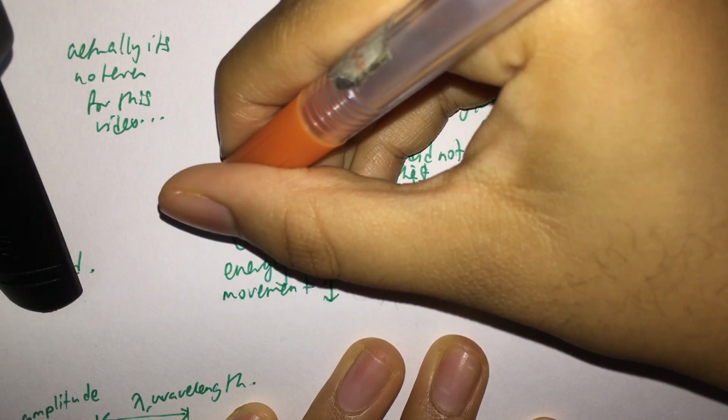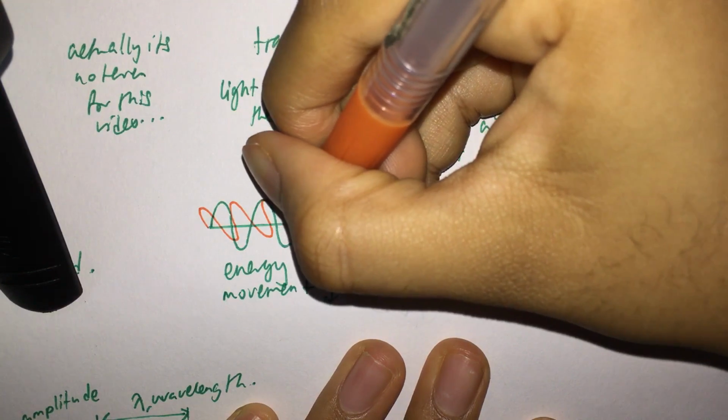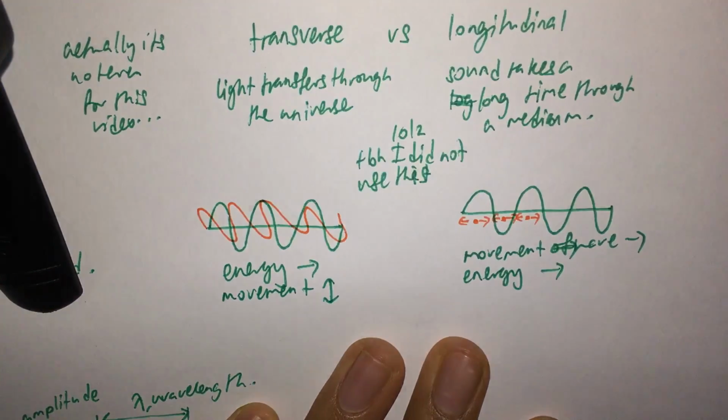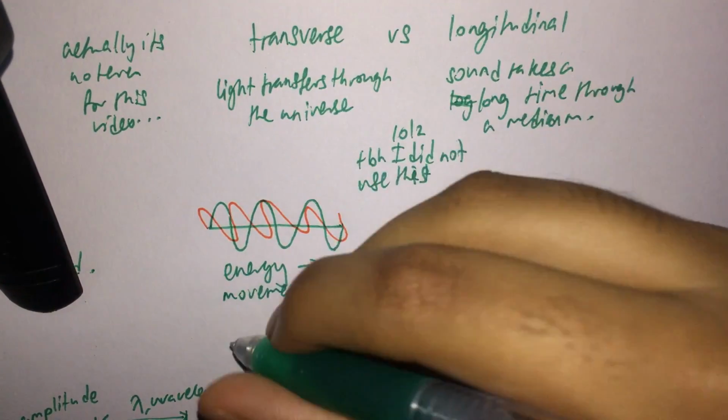So, okay, if you were to write a definition, you would say for a transverse wave that the energy transfer is perpendicular to the direction of motion of the wave, and for longitudinal it would be parallel.